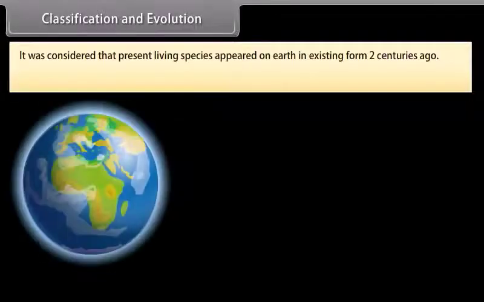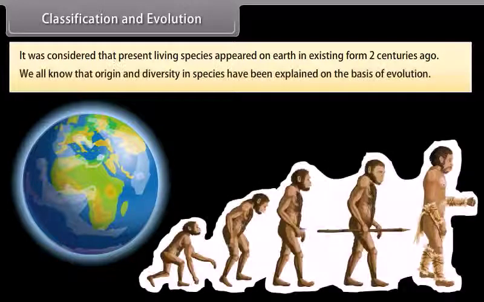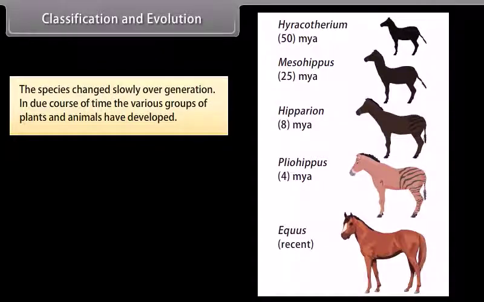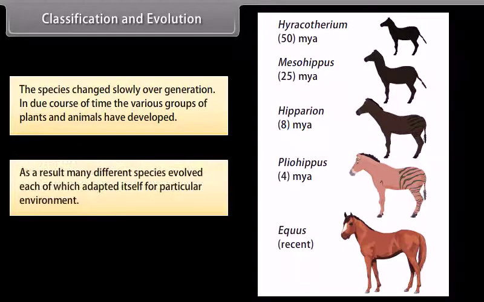Classification and evolution. It was considered that present living species appeared on Earth in existing form from 2 centuries ago. We all know that origin and diversity in species have been explained on the basis of evolution. The species changed slowly over generations. In due course of time, the various groups of plants and animals have developed. As a result, many different species evolved, each of which adapted itself for a particular environment.